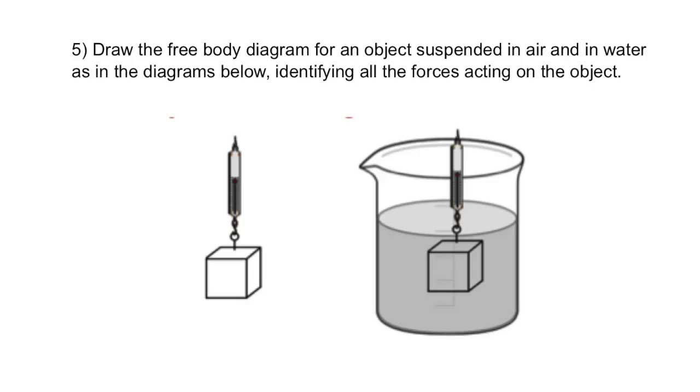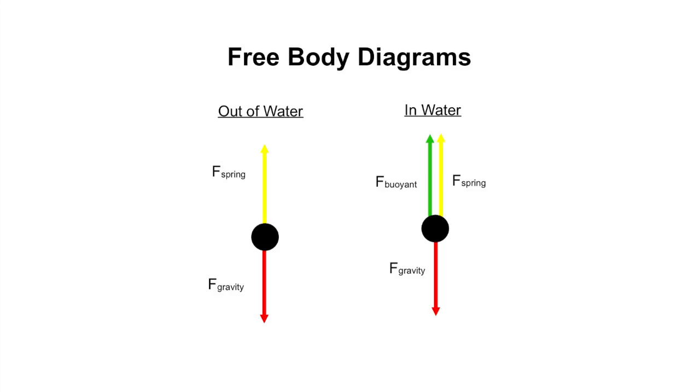5. Draw the free body diagram for an object suspended in air and in water as in the diagrams below, identifying all the forces acting on the object. The free body diagrams can be seen below. Please pause this video and write this down in your notebook.